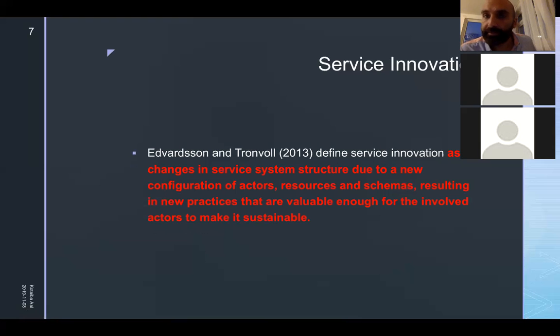I quoted this definition by Edvardsson and Tronvoll, 2013, which I found very interesting. Service innovation is institutionalized changes in service system structure due to new configuration of resources or actors, schemas, resulting in new practices that are valuable enough for the involved actors and to make the service sustainable.